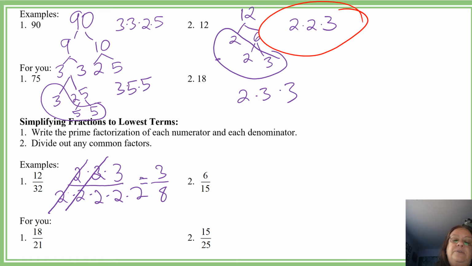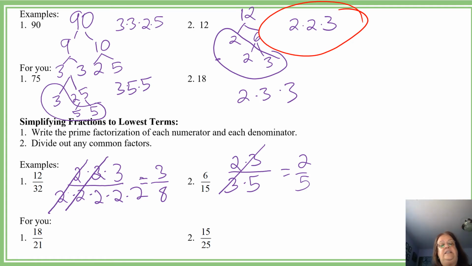Okay, now for 2 over 15, 6 is merely 2 times 3. 15 is 3 times 5. But notice I can get rid of the 3's, and I'm left with 2 over 5 as my final answer. So now you go ahead and do 18 over 21 and 15 over 25. Notice you did 18 already above, and when we did 75, we had to do 25. So you should be able to do these just fine.